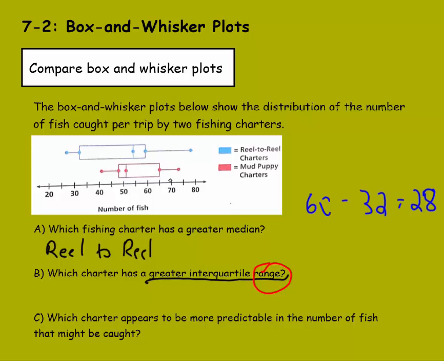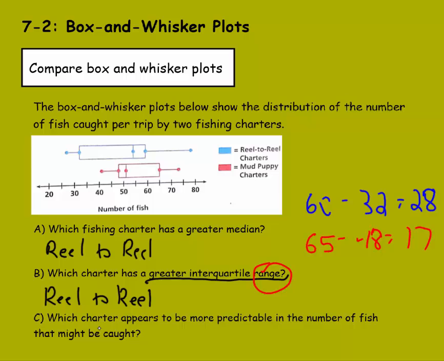Mud Puppy has a 65 upper quartile. The lower quartile is about 48. 65 minus 48 equals 17. So it appears that Reel-to-Reel has a greater interquartile range.